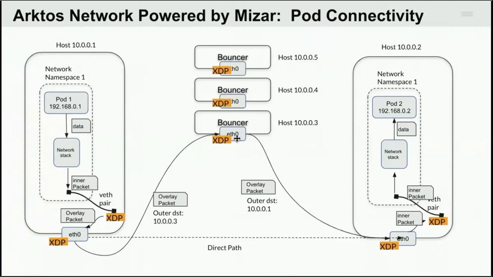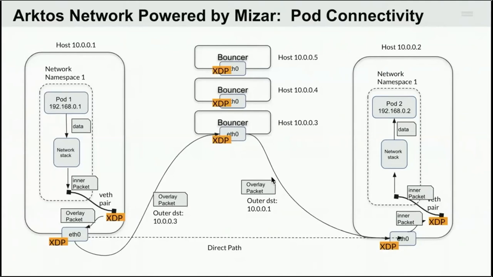When this packet arrives at the bouncer, the bouncer maintains a map. It knows which host has which endpoint. So it knows that the target endpoint, the endpoint of pod 2, is actually hosted on host 2. So it will modify the outer destination to 10.0.0.2. Actually, I made a typo here. It should be 10.0.0.2. So the packet goes here, and on this host, the main XDP program on this NIC will decapsulate this packet and change it to the inner packet again, and send it to the corresponding veth pair, and then go up all the way to pod 2. This is how the communication happens with this Mizar XDP program.